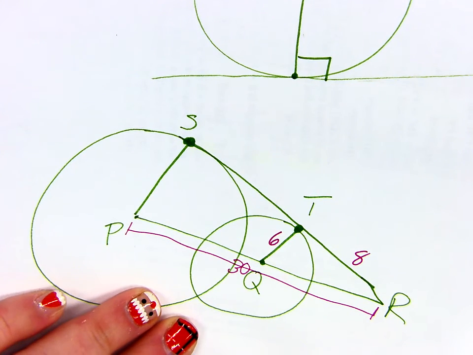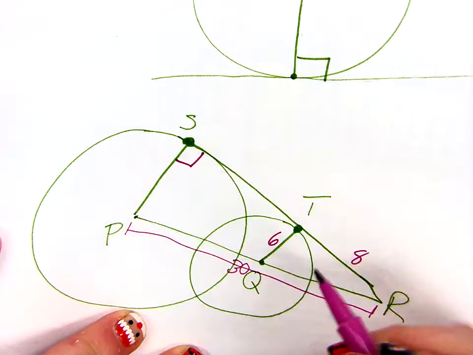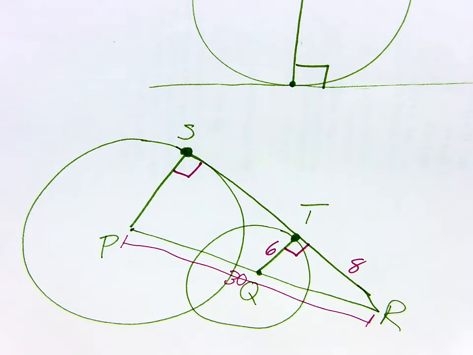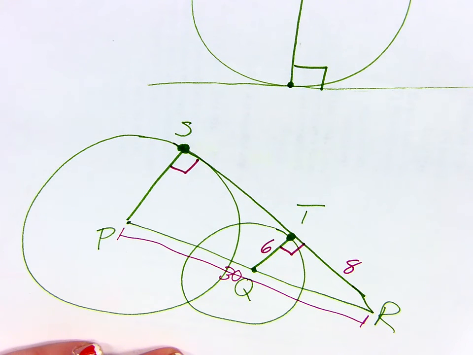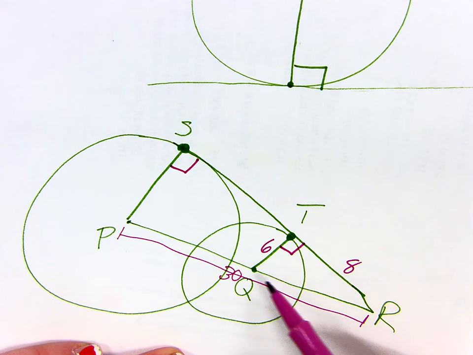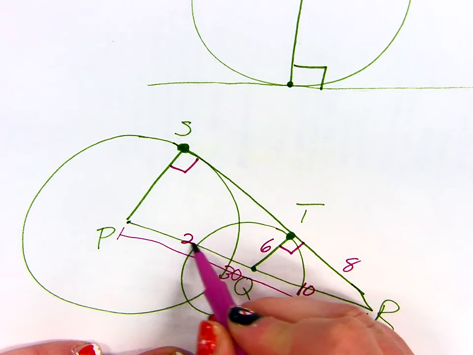Yes. They told you that SR is tangent to both of these circles. That means that that's a 90-degree angle and that's a 90-degree angle. That's a big deal. So then you use Pythagorean theorem to get either side. Oh, yes, you could. But yes, why not? Look right here. Don't you have a 3, 4, 5? So now you know QR is really 10, which means that PQ is 20.